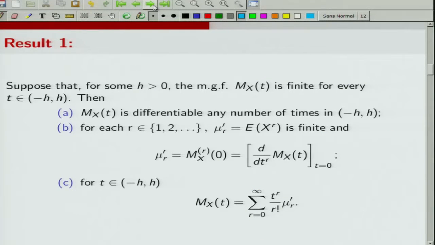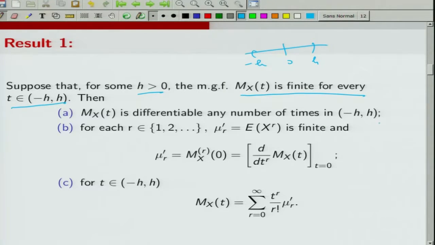So suppose h is a given positive constant, and suppose M_X(t) is finite for every t in (-h, h). So what it says is, suppose your moment generating function is finite in a neighborhood of 0, because (-h, h) is a neighborhood around 0. Then I can get many interesting things.